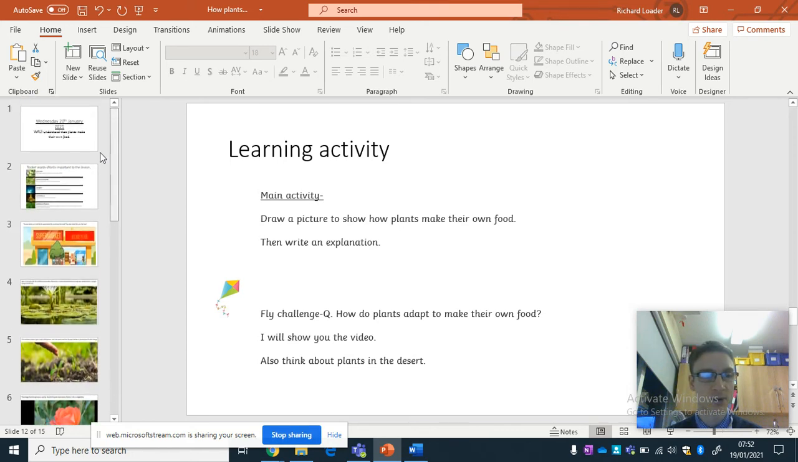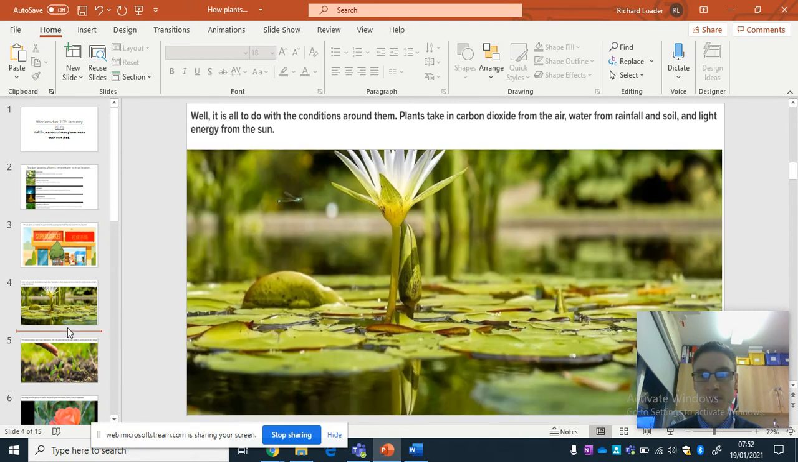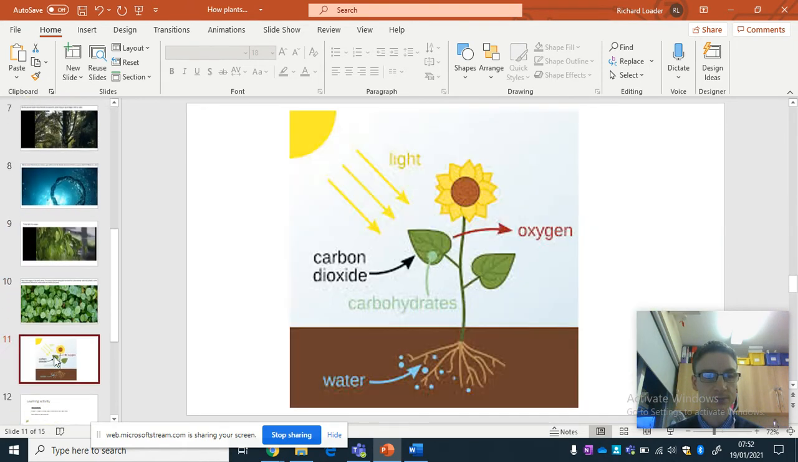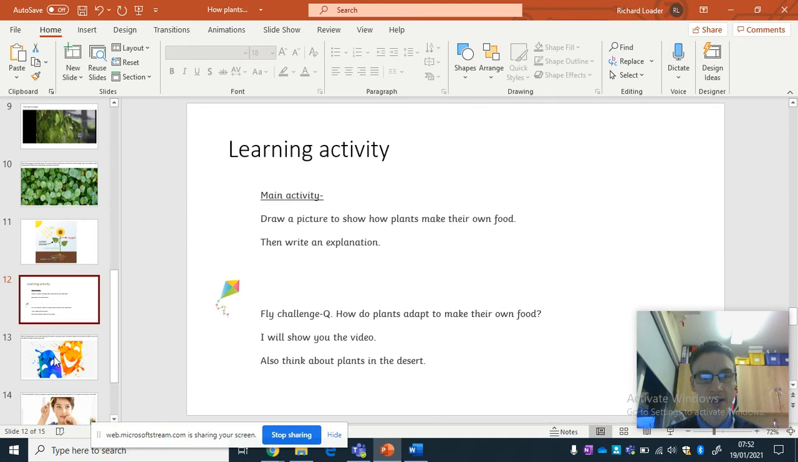If we go back to one of the earlier slides, that one there, it says, like the sugar we take in, glucose gives the plant energy. That's what they combine those three things to create a type of sugar called glucose. Okay, the fly eye challenge is this question: how do plants adapt to make their own food?